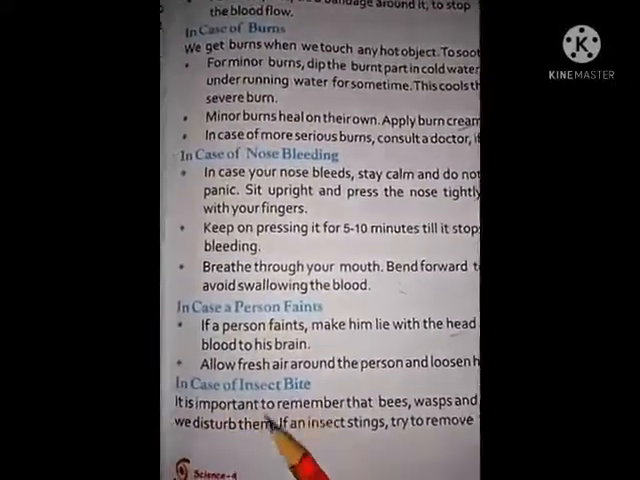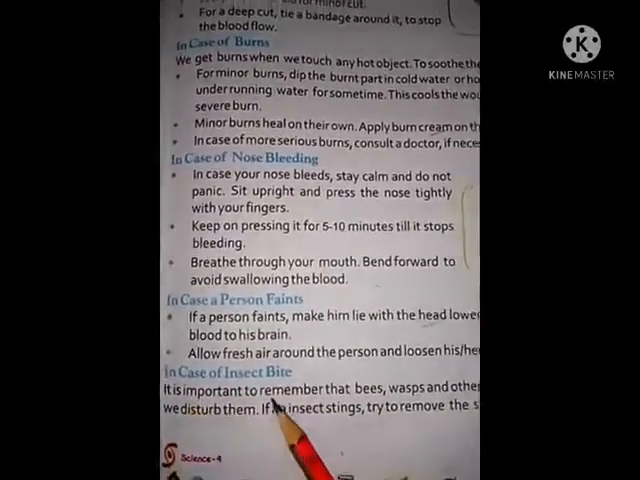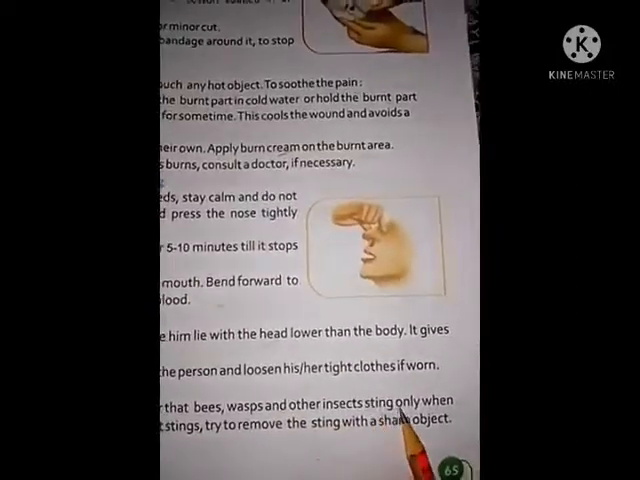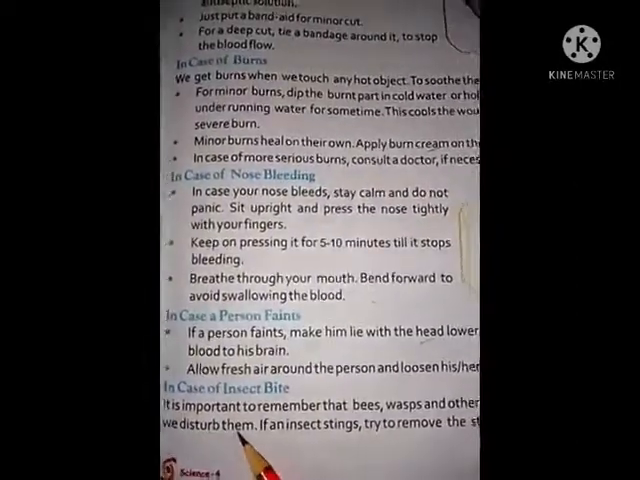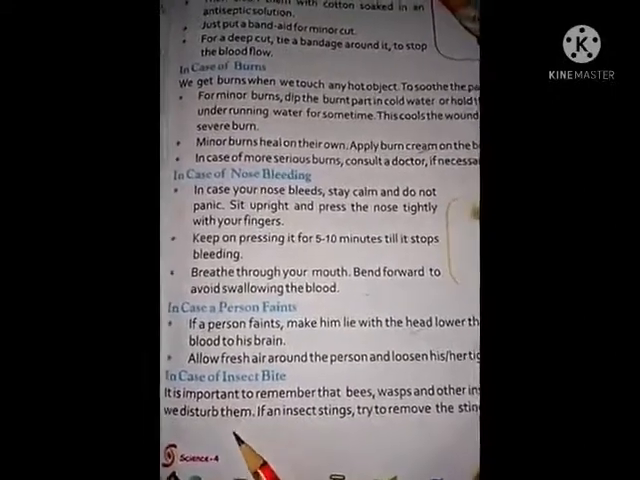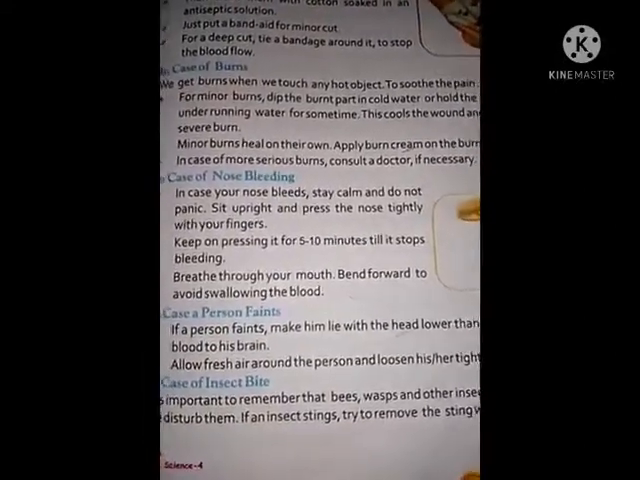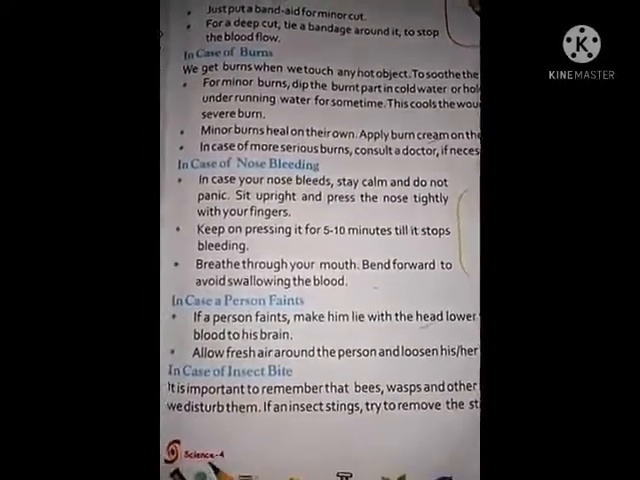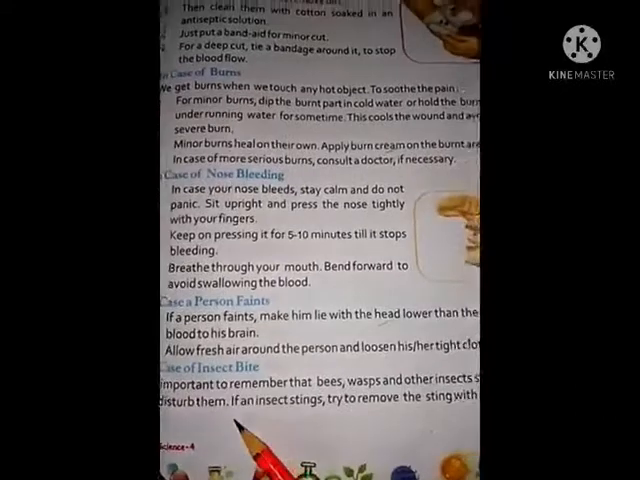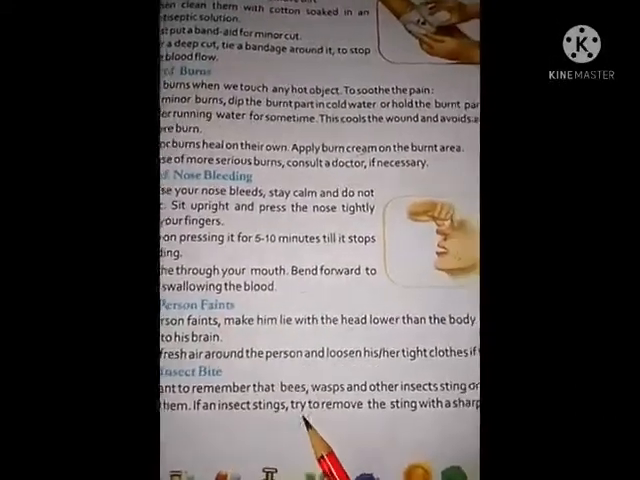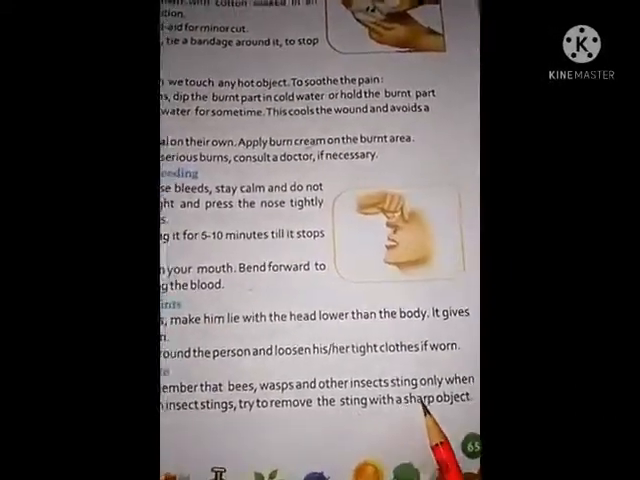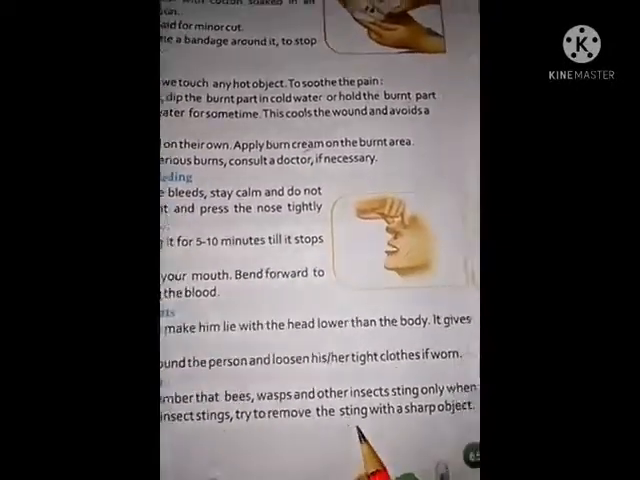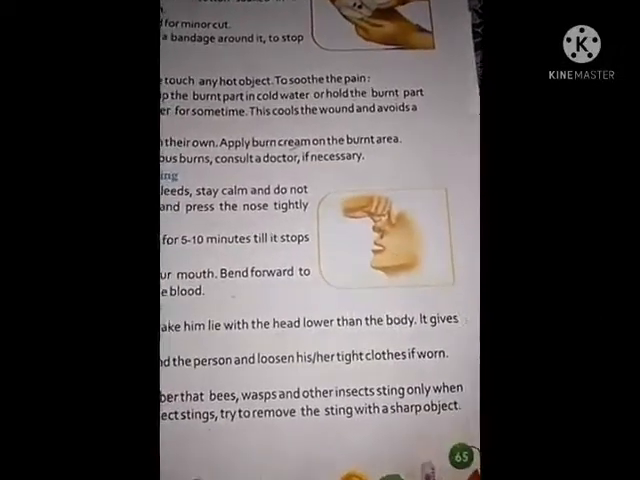In case of insect bite, what we have to do? It is important to remember that bees, wasps and other insects sting only when we disturb them. So they do not do anything before our disturbing. If we disturb them, then they can bite. If an insect stings your body, then try to remove the sting with a sharp object.